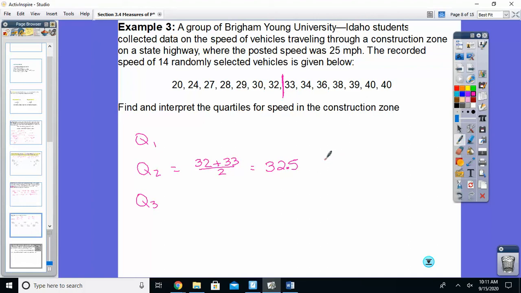I asked you to find and interpret. So what this means, quartile 2 is like the 50th percentile. So we could say 50% of the speeds were less than 32.5.